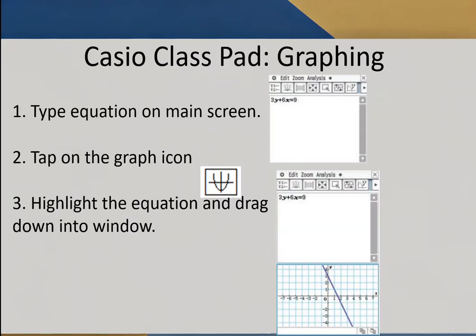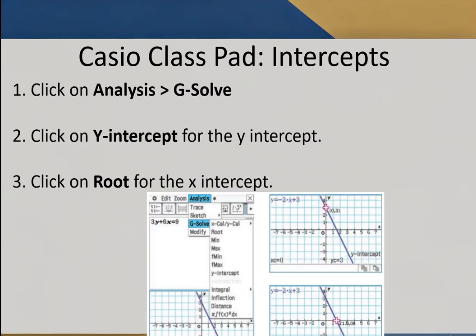With the CAS calculator, just be mindful, you can either do it in this form or you can go into the graphing. You can type this in the equation. You can then tap on the graph icon and it will graph it for you. In the graphing area, if you click on Analyze, G-Solve, just remember it's got the y-intercept there to tell you, and it's got root. Root just means x-intercept.